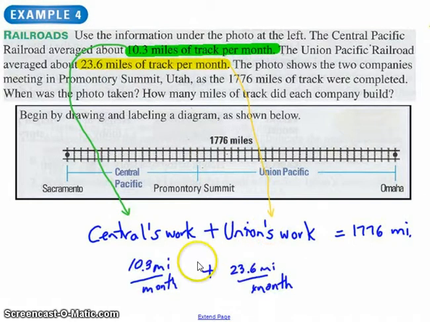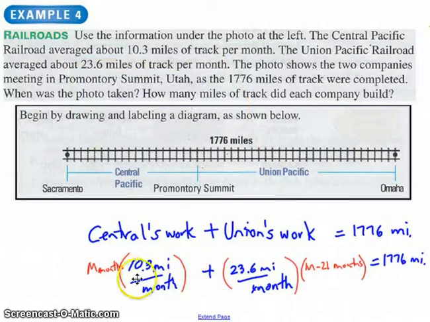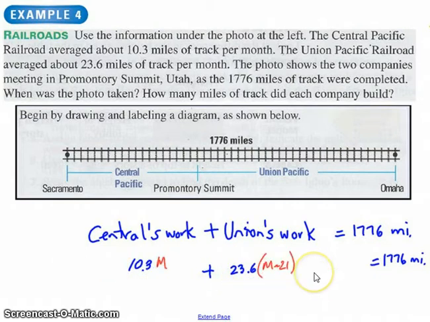So I write those down. Now, here comes the point where the fine print that I'd mentioned before becomes important. It turns out, if you read the fine print, that Central worked for m months, and Union worked for less, 21 months less specifically. So they essentially work for m minus 21 months. If you did notice that, then what you would do is multiply 10.3 times m and 23.6 times m minus 21. So cleaning that up just like there.